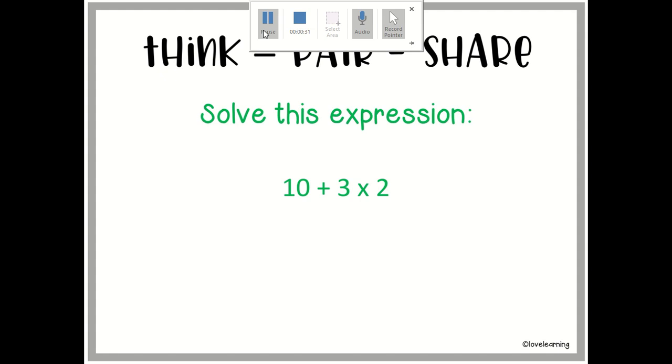First, I want you to think about this expression, 10 plus 3 times 2. I'm going to give you about 10 seconds to solve this expression. Do you think the answer is 26? Or do you think the answer is 16? Yell out your answer. I'm waiting. The answer is actually 16. Can anyone tell me why?